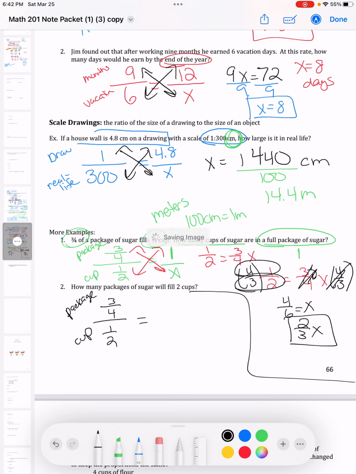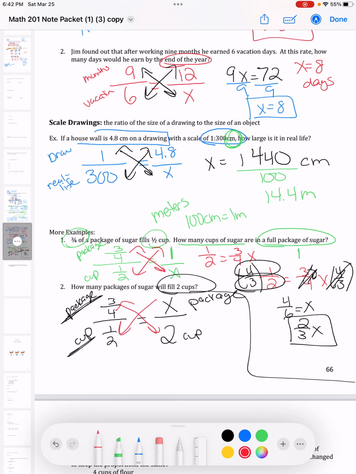All right, so setting it up, it did ask for 2 cups, so the 2 should go in the bottom, and want to know how many packages. So opposite from what I did up above. I need to do this because, like I said, I like to label these. That way I know where to put what in the numerator and the denominator, where to put my numbers. The packages go with packages and cups go with cups. So I can keep everything even. So I think it's nice to label those out.